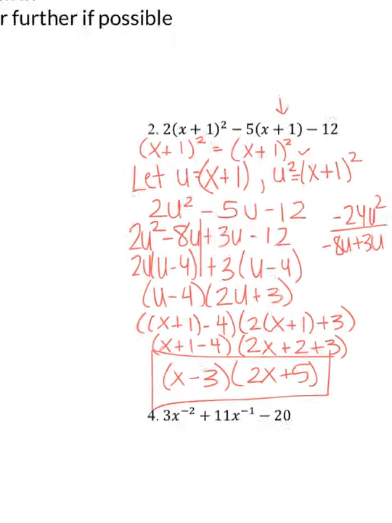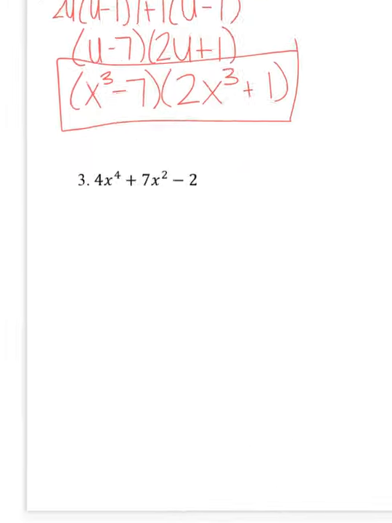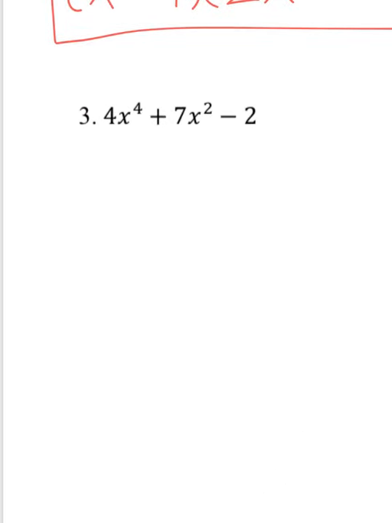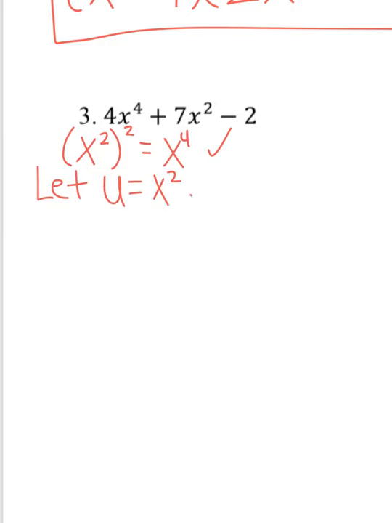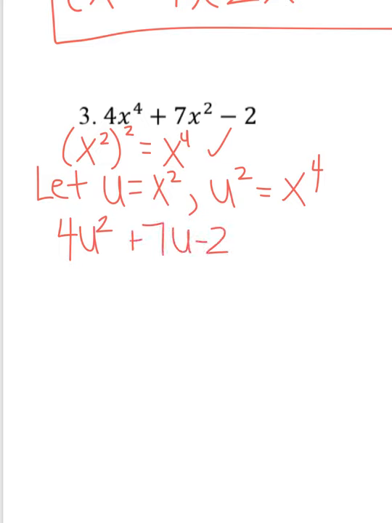Number 3. My middle term without the coefficient is x squared. If I square x squared, I get x to the 4th, which is my first term. So it works. So you're going to let u equal x squared, which means that u squared will be x to the 4th. Okay, so we have 4u squared plus 7u minus 2.